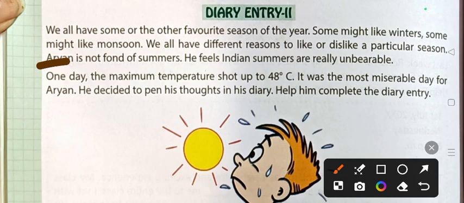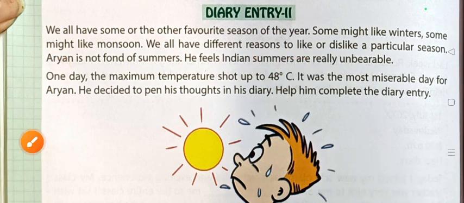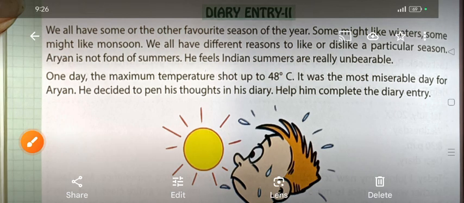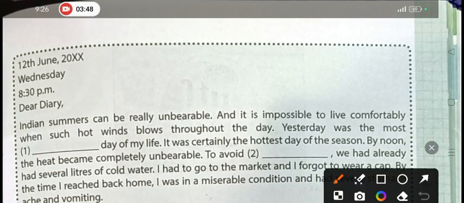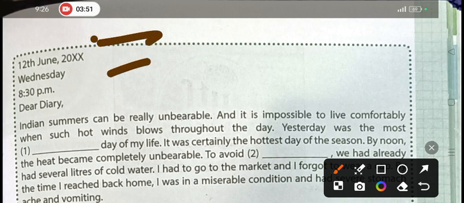One day the maximum temperature shot up to 48 degrees Celsius. Even you are facing it nowadays, it's extremely hot, right? It's just unbearable. So it was the most miserable day. When it's a very sunny, very hot day, we all feel miserable, right? So he decided to pen his thoughts in his diary. Help him to complete the diary entry. Let's start. 12th June, whatever the year. You can just write Wednesday, 8:30 p.m., and then the diary entry.